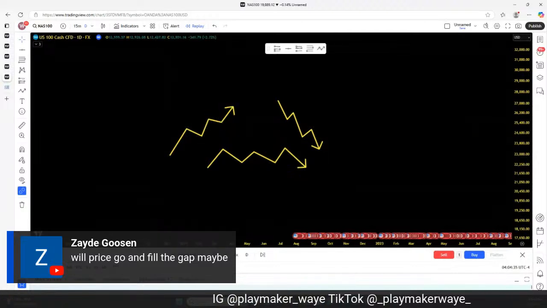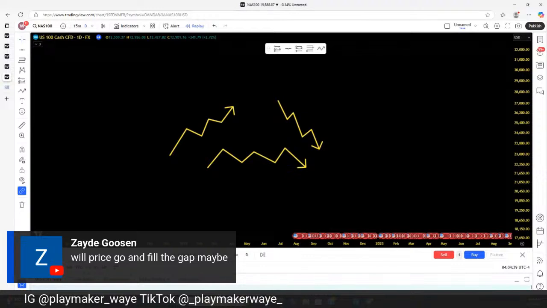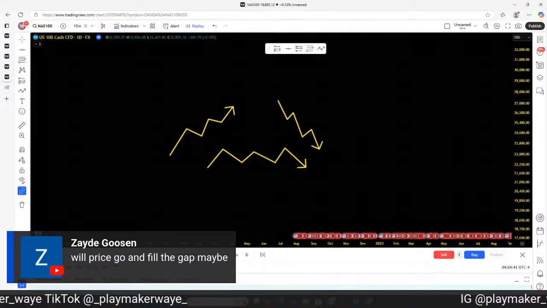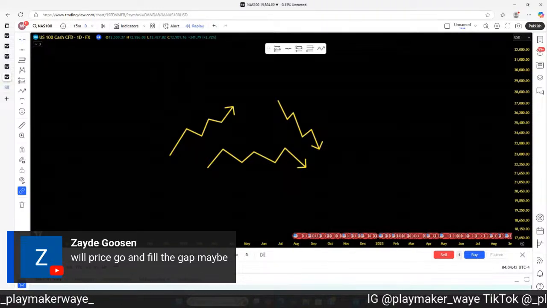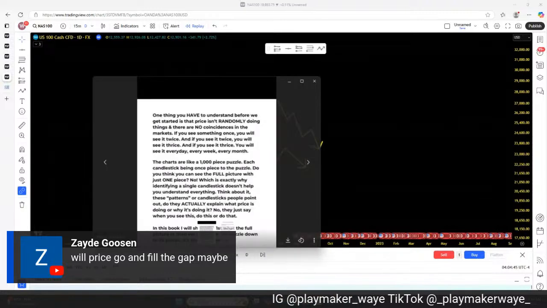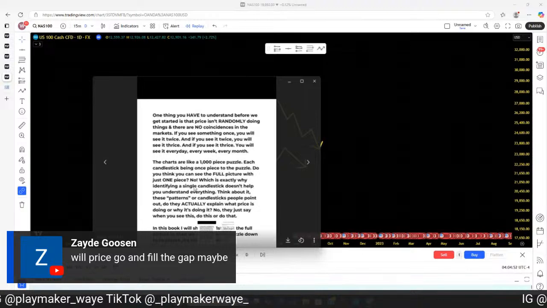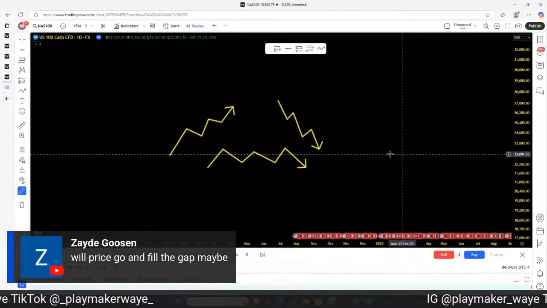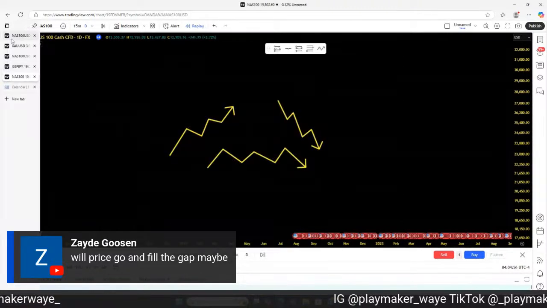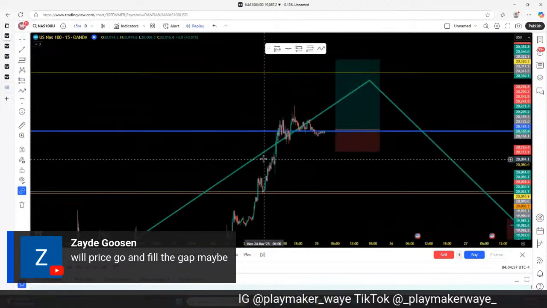So again, this is why I stress to stop focusing. Not you, I'm just saying in general. This is why I stress so much to not focus on a single candlestick or a pattern, because that's how you'll get thrown off. Again, the charts are a 1,000-piece puzzle, each candlestick being one piece to the puzzle, right? You can't see the full picture with just one piece, all right? So that's why it's important to understand what's going on with price, right?